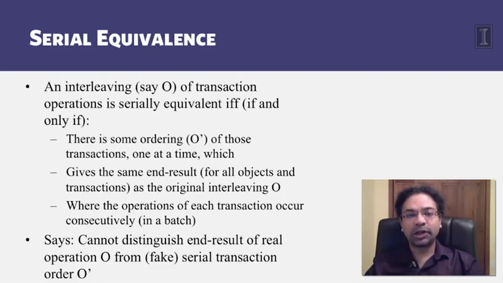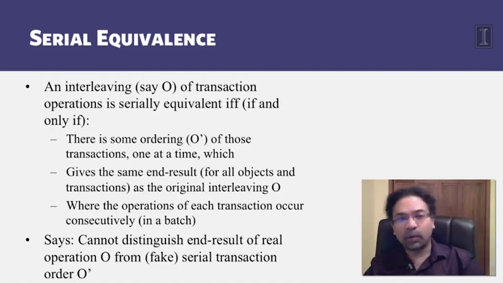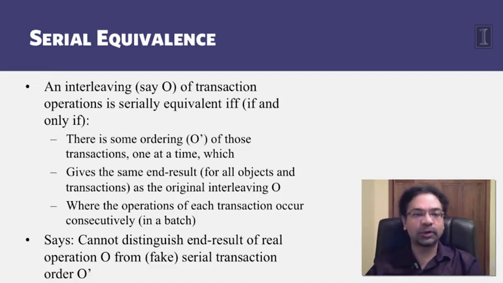This means that the original interleaving O left the server objects in a particular state, and the fake make-believe O prime ordering that we have also leaves the server objects in exactly the same state. So they are indistinguishable from that viewpoint. But in this new ordering O prime, you have the transaction operations such that all the operations of any given transaction are consecutive, meaning they are together in this interleaving. This means that essentially the interleaving O prime, the fake make-believe interleaving, has each transaction execute one at a time. So a transaction comes in, it executes its operations in a batch, and then the next transaction comes in, it executes its operations in a batch, and so on and so forth.